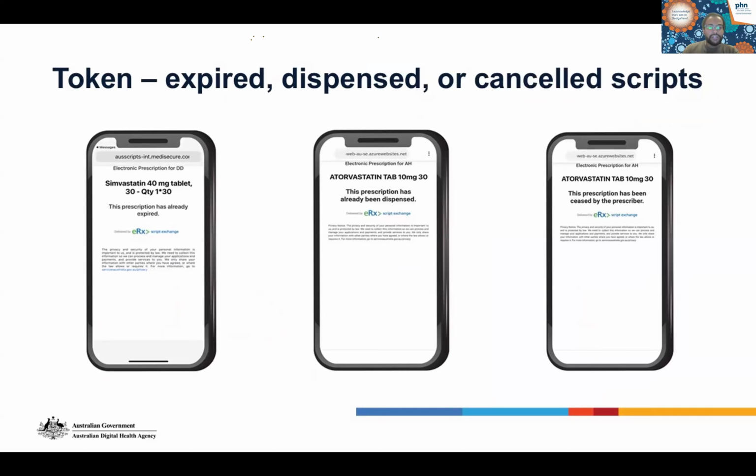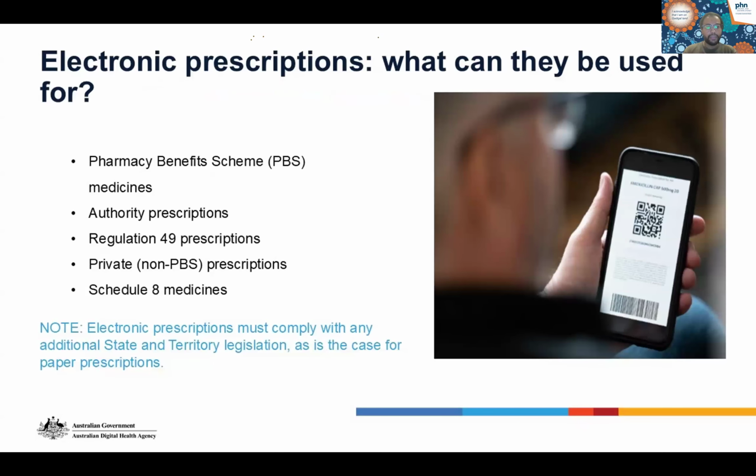Onto the next slide. This talks about expired, dispensed, and cancelled prescriptions. On the left-hand side, it tells you that the prescription has expired. The second one tells you that the prescription has already been dispensed, if you've already retrieved it. And the last one is if it's been ceased by the prescriber, meaning that the doctor has cancelled it.